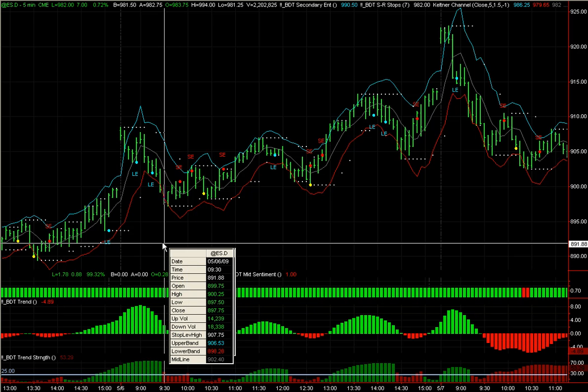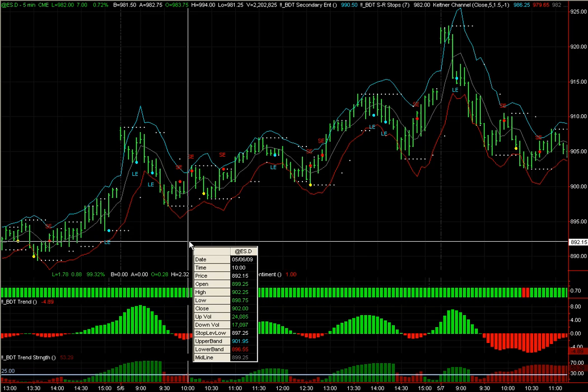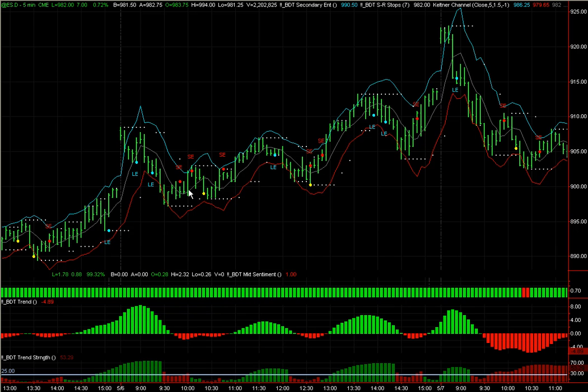So I would have gotten in here at 900.25 and gotten out at 901 or 902. 901.95 is the upper band, so I would have gotten out at 902. So I would have taken a profitable trade and gotten out of the market as soon as things turned against me. And you can see here that was probably a decent trade.